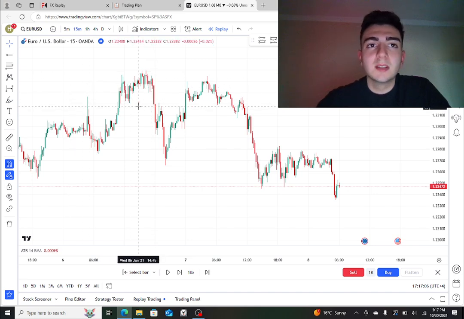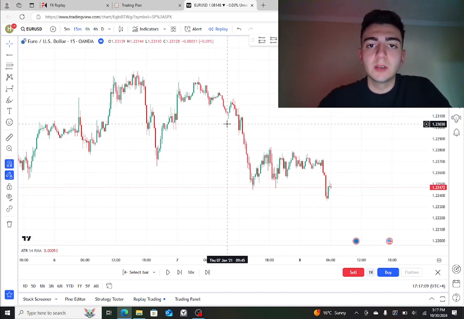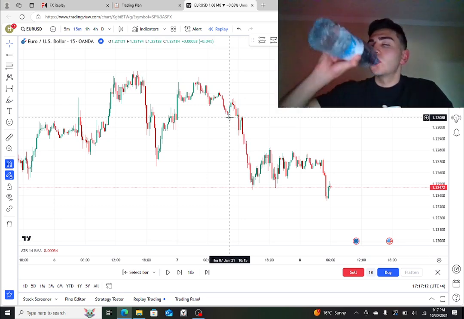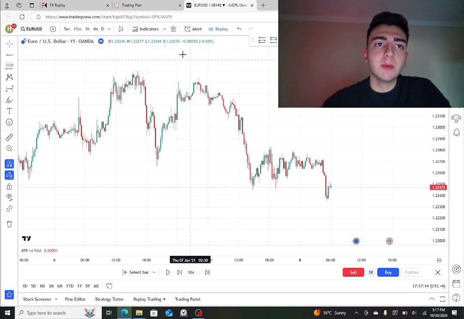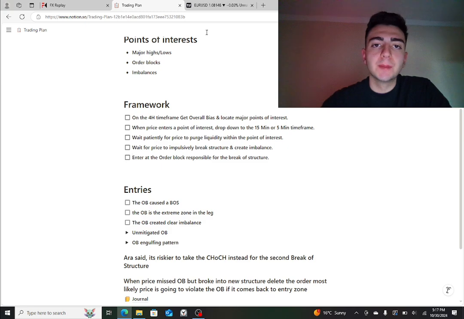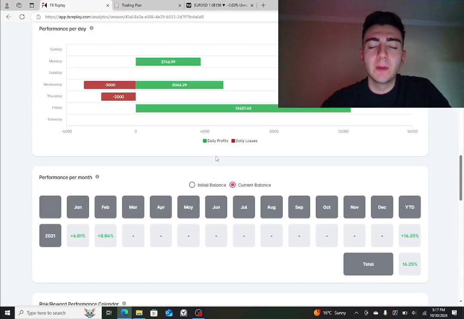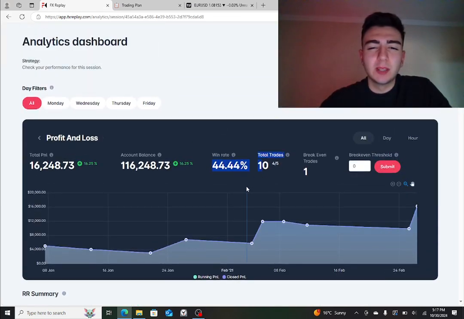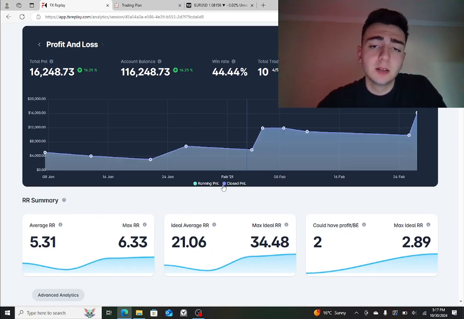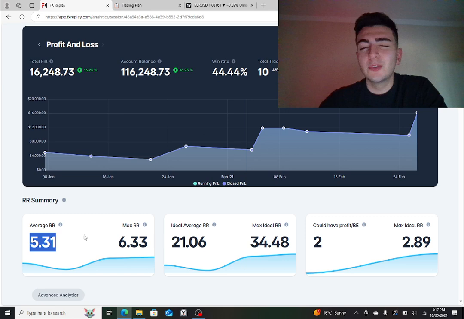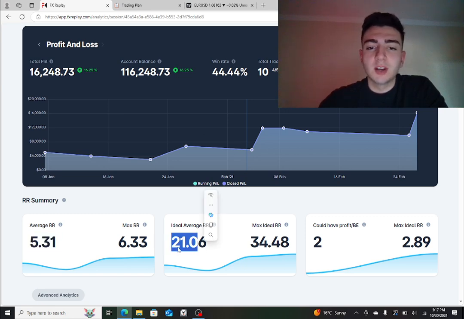I just like this more because it's more mechanical than just taking every single break of structure hoping for the best. I'm going to do my future trades like this. This is the way I want to go. Sure, this says 44% win rate, but I'm sure it's about 30% win rate with a very high risk reward. It's just that in this particular backtesting session, I chose to only target a 5.3R average RR. Obviously, I could have targeted much higher, as you can see right here. Could have made much more profit, but I want consistency over profit. Consistency is always key, and consistency will make this work.